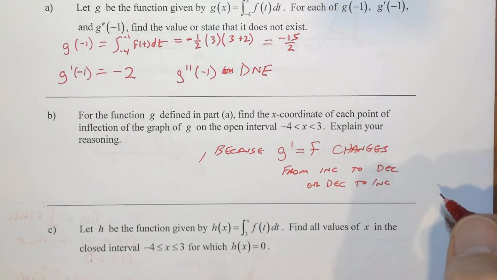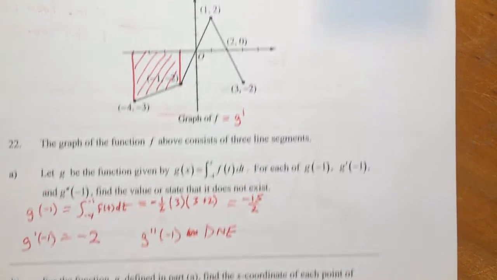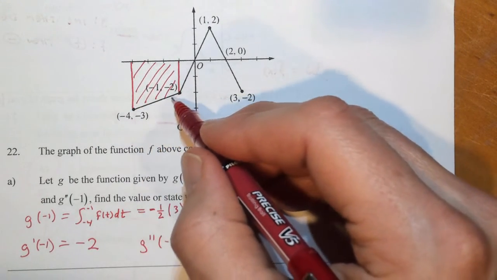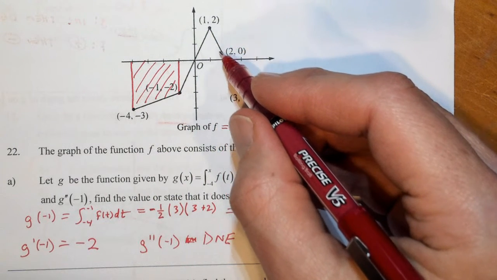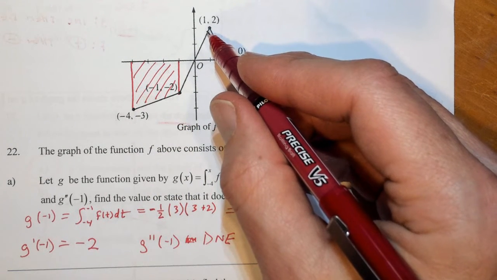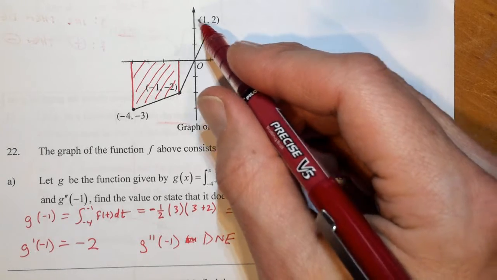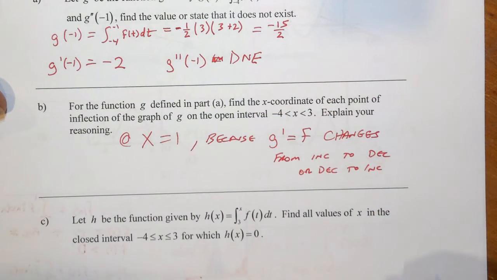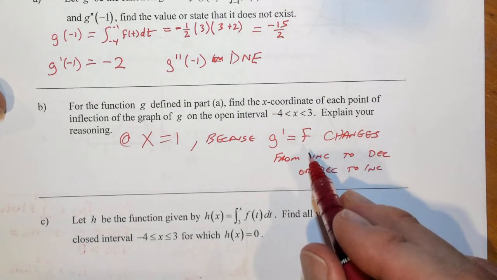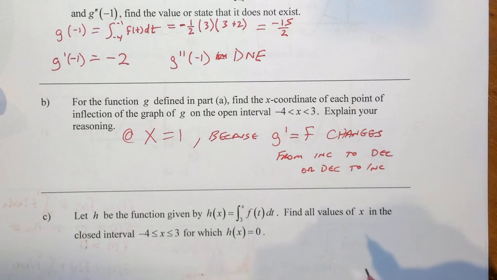All right, so let's go look at our graph of g prime. The graph is increasing, and then it changes to decreasing right there. What's the x-coordinate? Because that's all we're asked for. The x-coordinate is 1. So at x equals 1. And again, it's because that's the only spot where the derivative of g changes from increasing to decreasing.